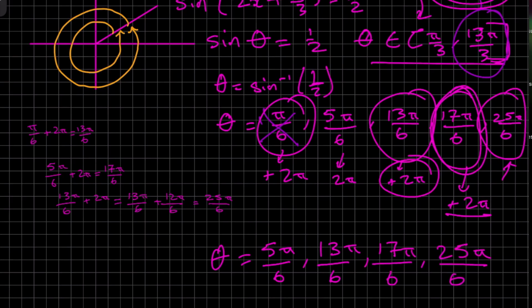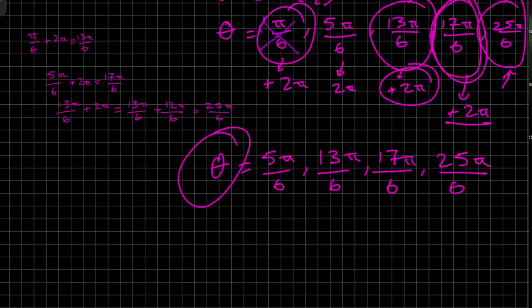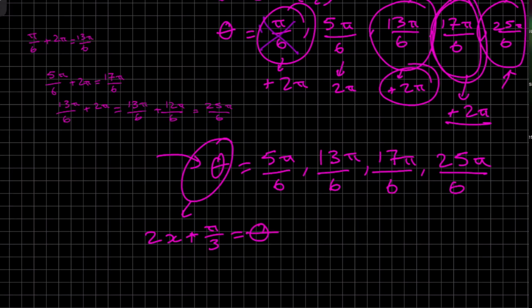Now, once again, we have to remember that we made this substitution for theta at the beginning. So we are asked in this question to solve for x. In order to do that, we have to put the substitution back in here. So we will have to replace this theta with 2x plus π/3 equals theta and solve this for x. Now we know that we have 4 different solutions for theta, so we will have to substitute each of these values into this equation one by one to determine our 4 solutions for x. Okay, let's go through this together.